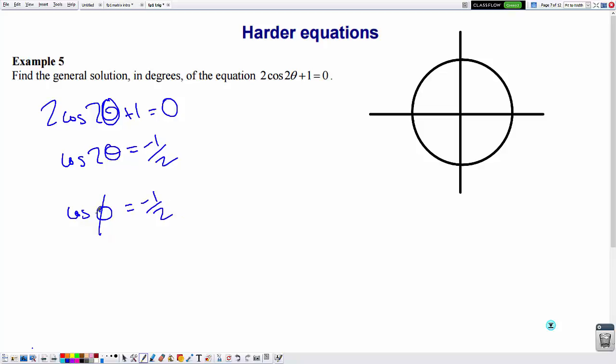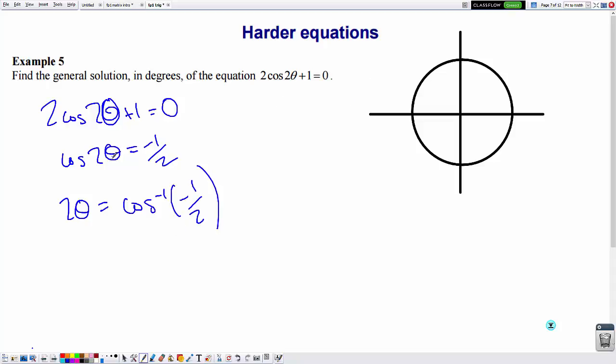So we want to find what this is. Well, what do we do? If you don't want to use a different variable, you can just still say cos. We can just use this and work out the 2 theta. So 2 theta is equal to inverse cos of minus a half.